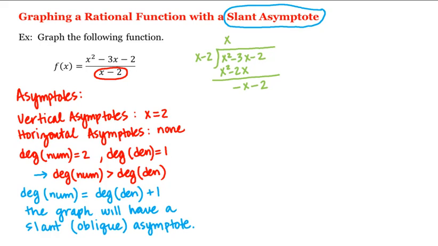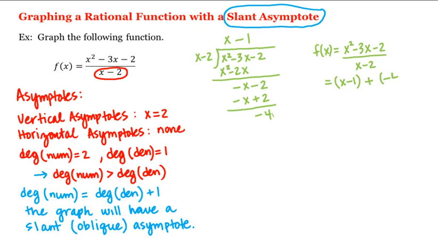x goes into negative x, negative 1 times. And negative 1 times x minus 2 is negative x plus 2. And when we subtract, we get negative 4, which means by the division algorithm that our function is equal to the quotient, or x minus 1, plus the remainder divided by the divisor.